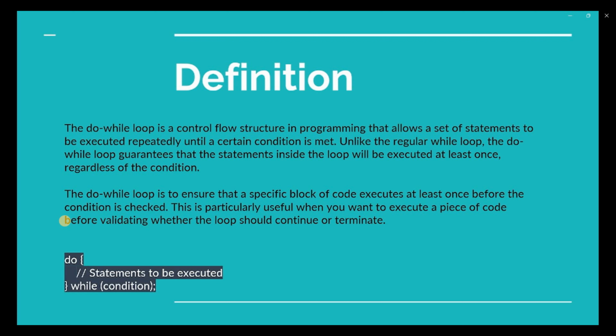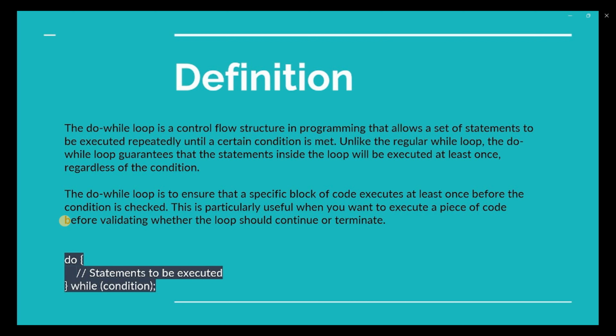The do while loop is a control or flow structure. If we want to execute the same function again and again, we need to choose a loop condition. There are several loops: the for loop, the while loop, as well as the do while loop. This programming structure allows a set of statements to be executed repeatedly until a certain condition is met. That is the do while loop.